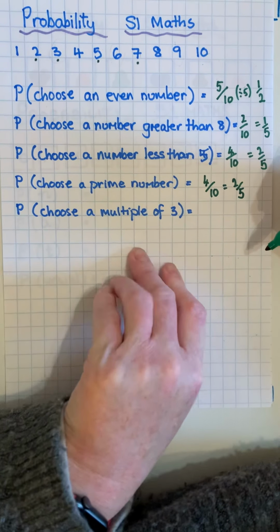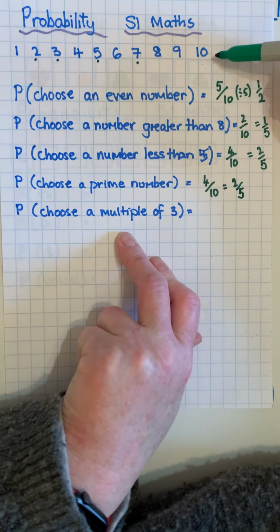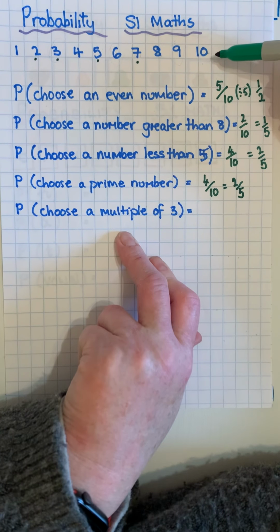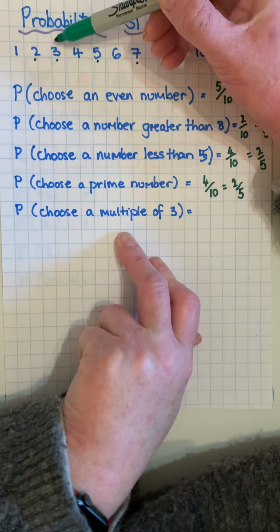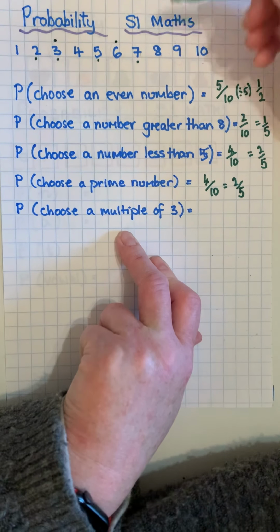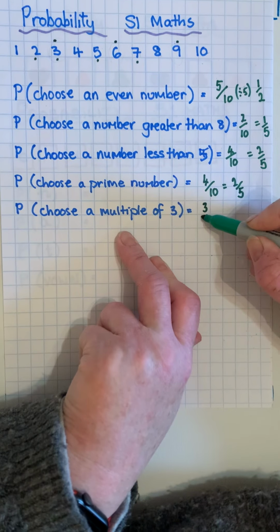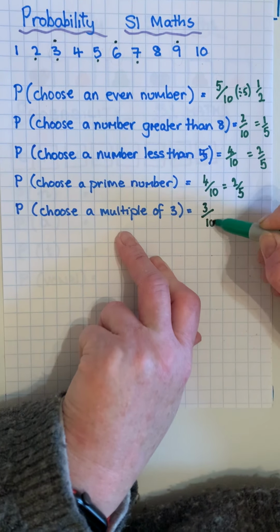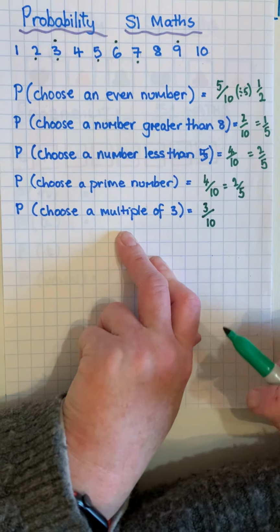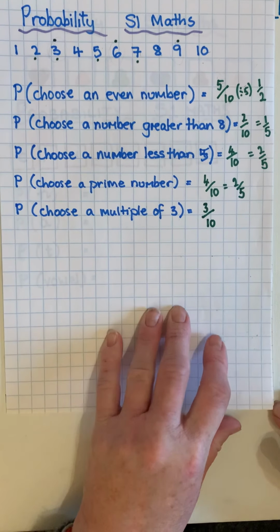And the last question, what is the probability when I choose one of these numbers at random that I will choose a multiple of 3? So the multiples of 3 are 1 times 3 is 3, 2 times 3 is 6, and 3 times 3 is 9. So I've got 3 multiples of 3. So that's 3 out of 10. That cannot be simplified, so we leave it as 3/10.